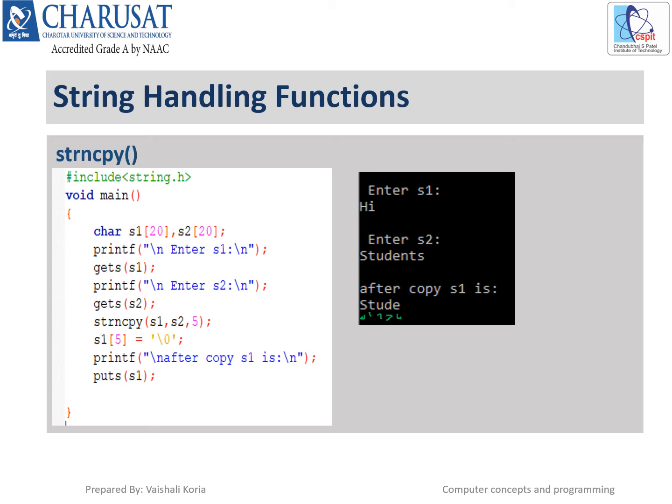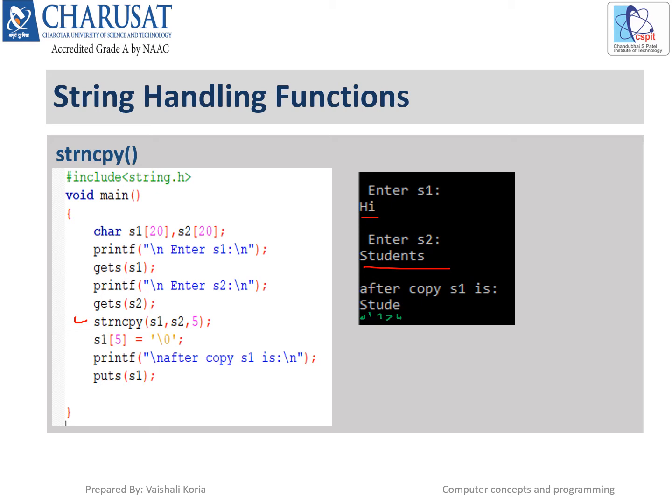So the same input is taken here, high and students, right? And then we are calling the function again with the same arguments, s1, s2, and 5, right? So the first five characters of s2 will get copied to s1. So now s1 is stude, right? From index 0 to 4, we have the first five characters.